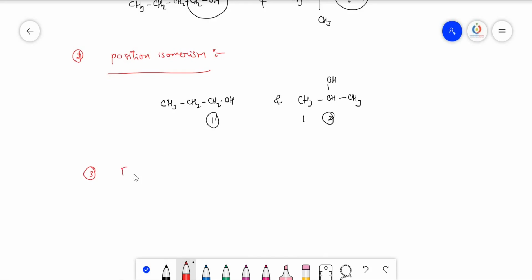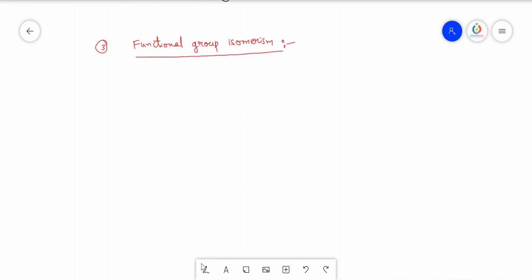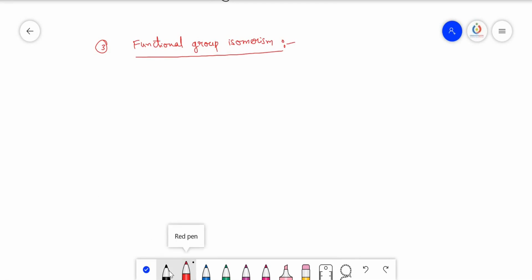Now, let us see functional group isomerism. Functional group isomerism means they have the same molecular formula, but they differ in the type of the functional group present. Generally, we know that alcohols and ethers are functional group isomers.